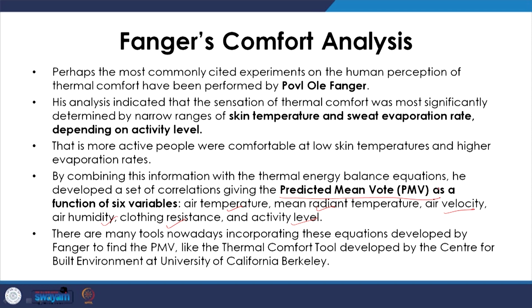So, for the given set of parameters, the environmental as well as personal parameters, what would be the predicted mean vote, from neutral, which is 0, to thermally too hot or cold. So, what would the subject be voting for this particular set of conditions, which was PMV, developed by Fanger's comfort analysis, and that became a very common method of indexing in a very simple manner the environmental conditions.